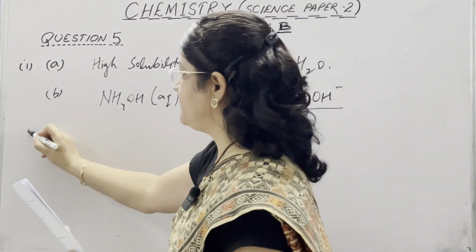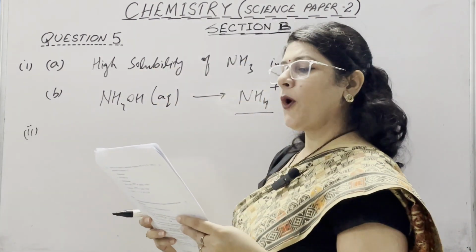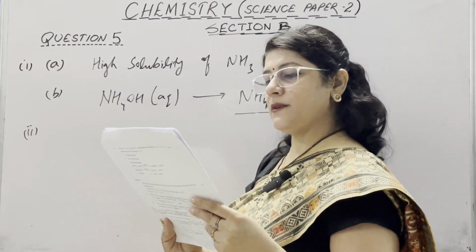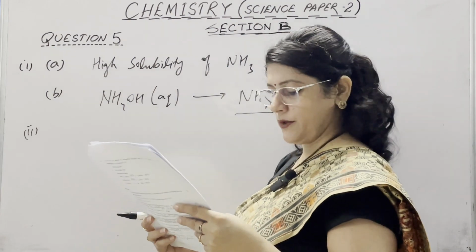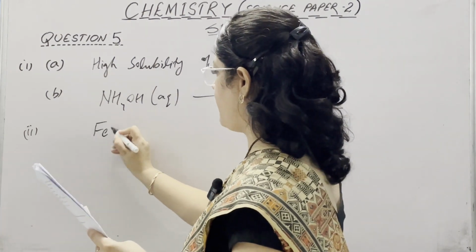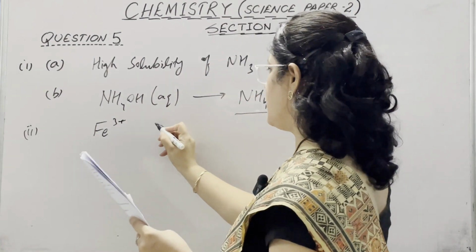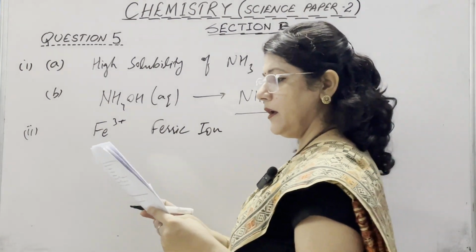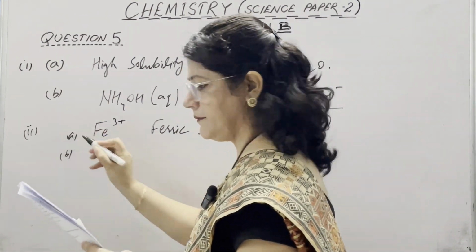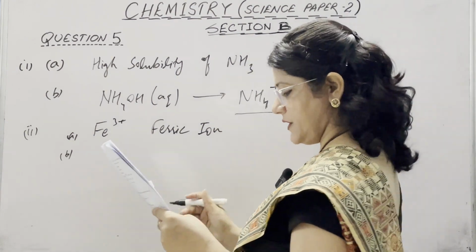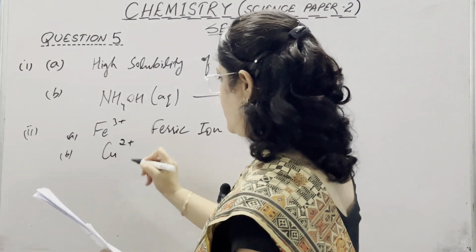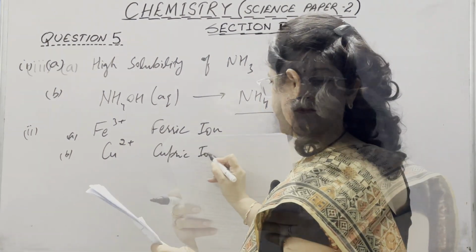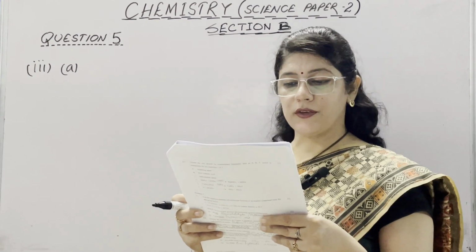In second part, name a probable cation present based on the following observation. First is a reddish brown precipitate insoluble in ammonium hydroxide. So we know that Fe3+, it means ferric ion. In B part, a blue colored sulfate solution is formed. So the blue color is due to copper. It means cupric ion. In third part, give a balanced chemical equation for the following.